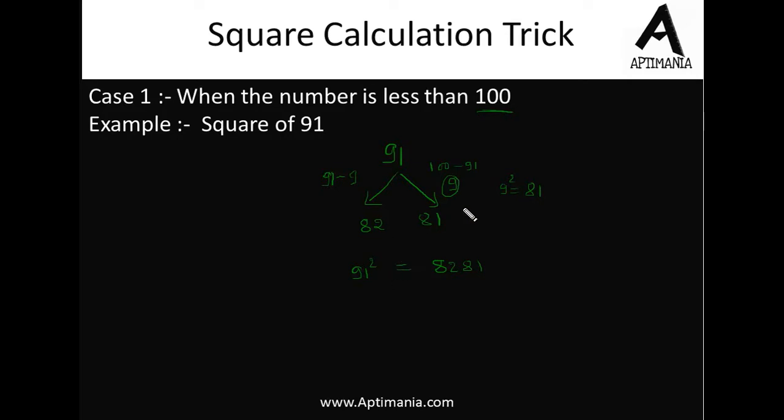I'm again repeating it. First of all, we'll take 100 as base. Then we'll check the difference of this particular number with 100. The difference was 9. We'll subtract the same difference from this number, so 91 minus 9 is 82. And on the right hand side, we'll take the square of the difference. So 9 square is 81. It will get more clear with the next example.